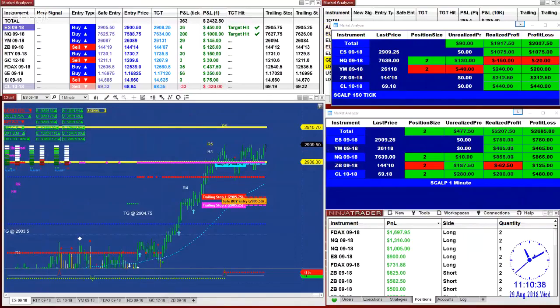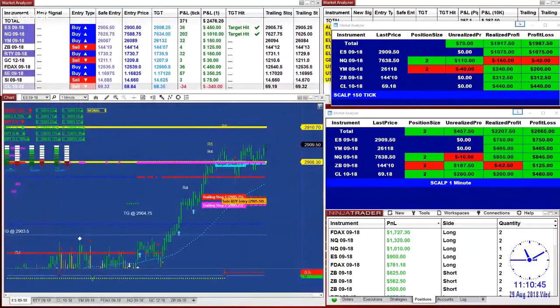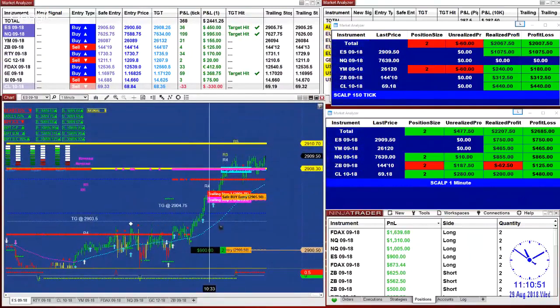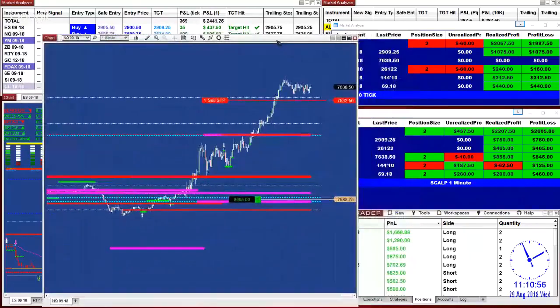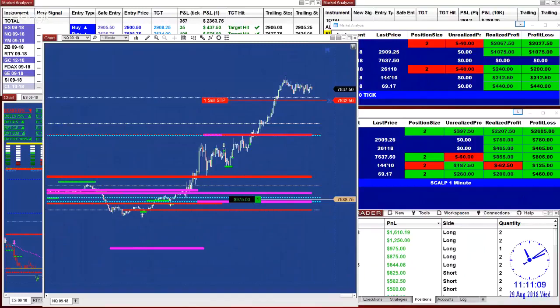Okay, it seems like we closed the ES. The ES closed, so we only have the Nasdaq in it. No, still on it. So we're still on that trade, and the Nasdaq is trying to fly one more time. Let's go back on the ES. I'd like to show you once it hits those.